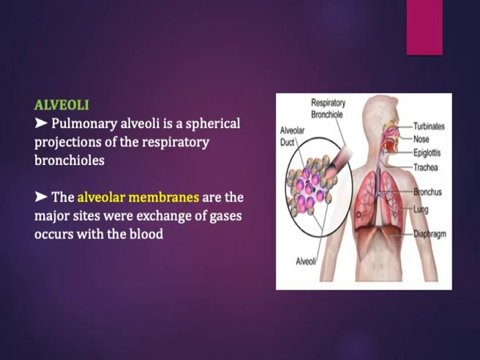And coming to the number of alveoli, each lung of a human consists of about 300 million alveoli, and these alveoli contain about 70% of blood vessels. And why? Because the blood is the medium which brings in and takes away the oxygen and carbon dioxide. The pulmonary alveoli are spherical projections of the respiratory bronchioles, and the membranes of the alveoli play a very major role in the exchange of gases from the blood.